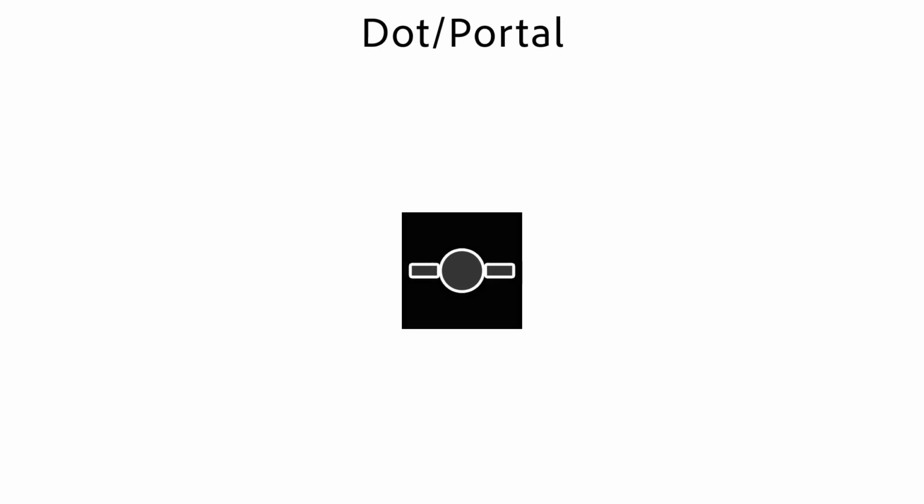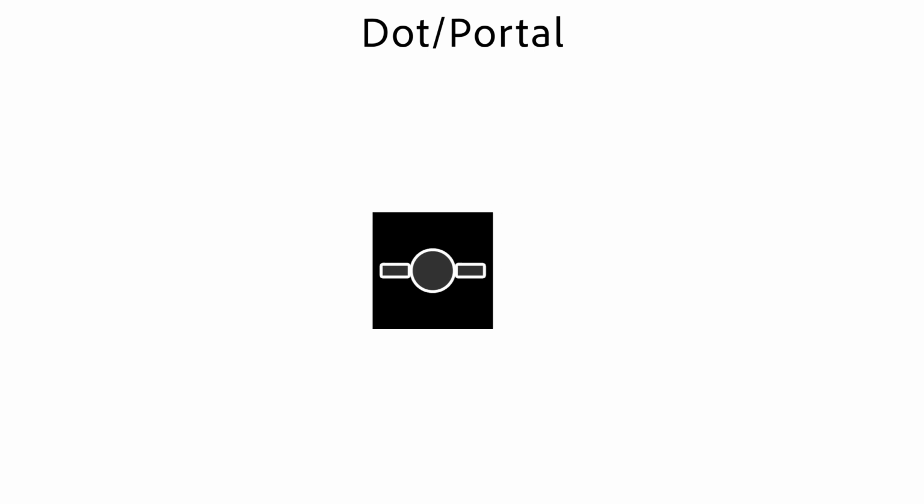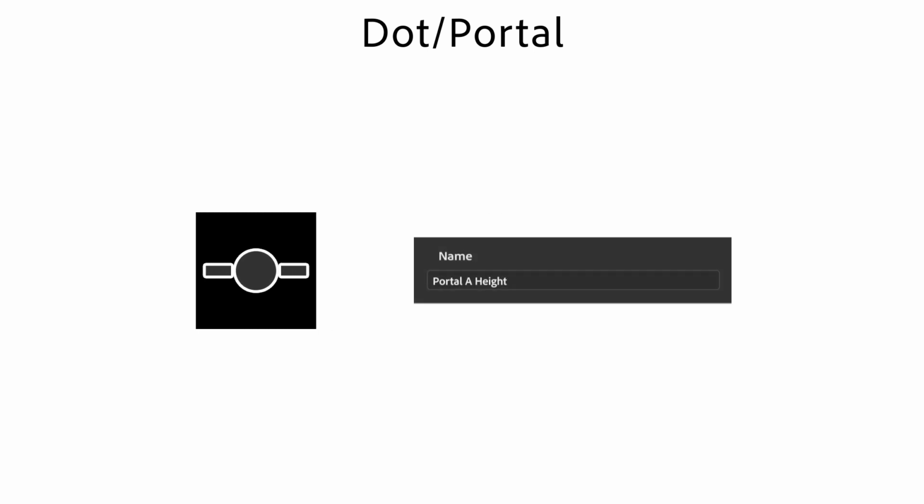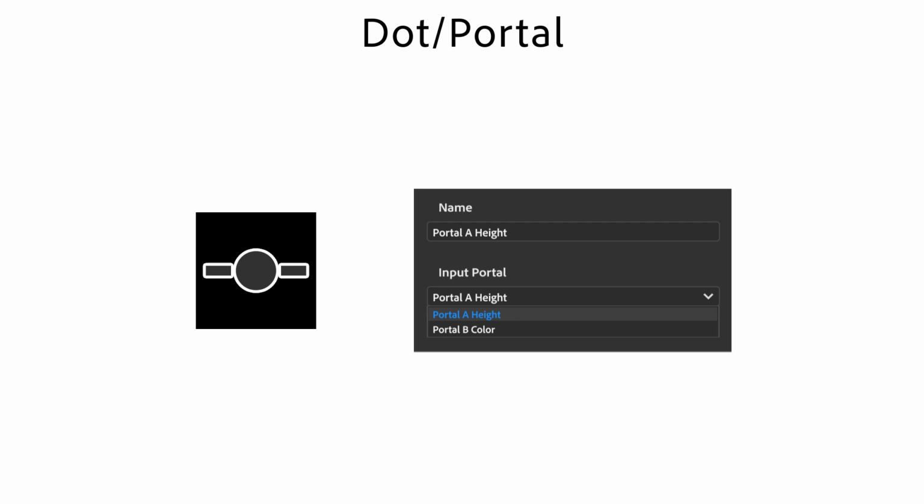The dot portal is a helper that lets you simplify and clean up graphs by rerouting and grouping connections. A pair of dot nodes can be used as portals to hide a connection. Name is used to name the dot node. Under input portal, I choose the receiver's input portal.